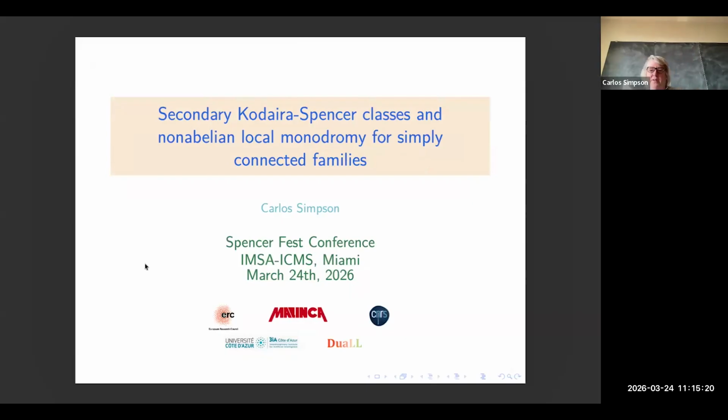So I'd like to talk today about secondary Kodaira-Spencer classes and a corresponding concept that happens when we have a family of simply connected varieties. Of course, the non-simply connected case is obviously something to look at in the future.